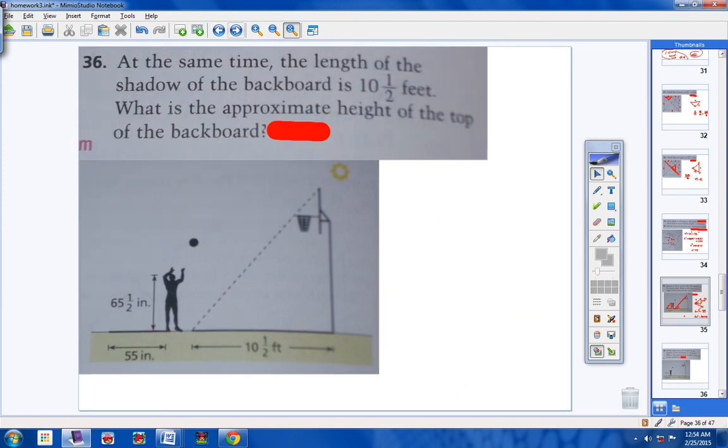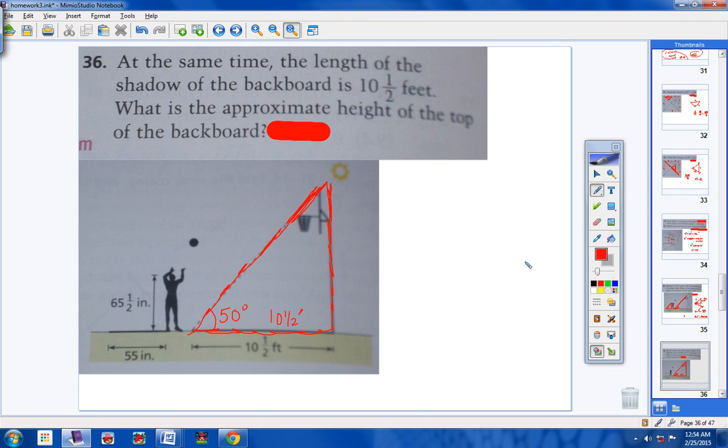Okay, now. At the same time, the length of the shadow of the backboard is 10.5 feet, okay? What is the approximate height of the top of the backboard? Well, guys, come on. We just learned this angle right here was what? Remember, we just learned this. 50 degrees. So I have a right triangle right here. I have a right triangle right here, okay?